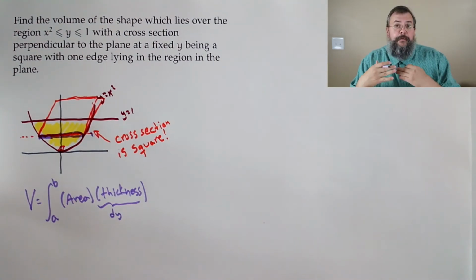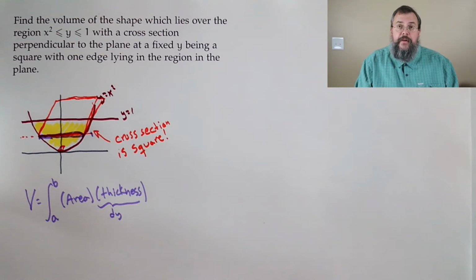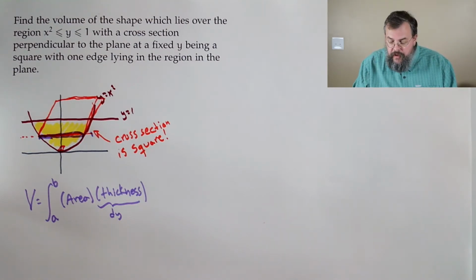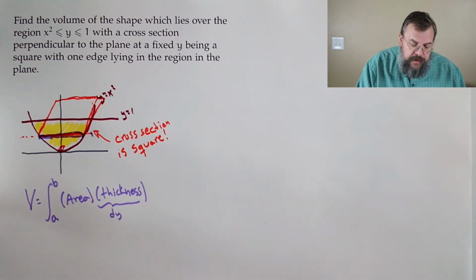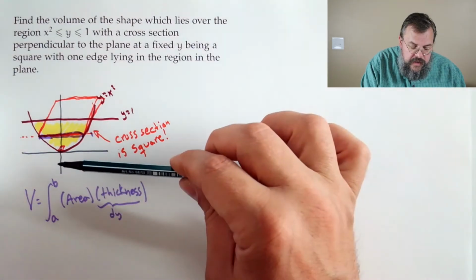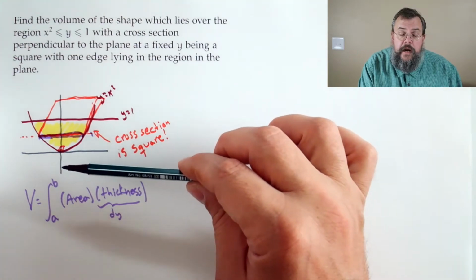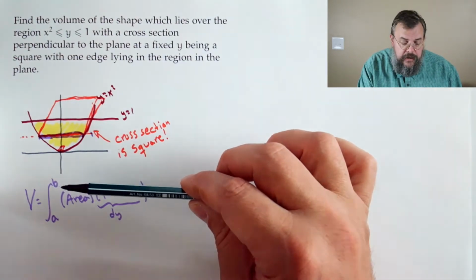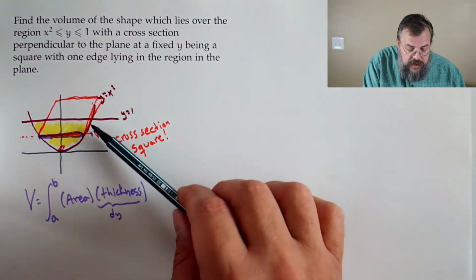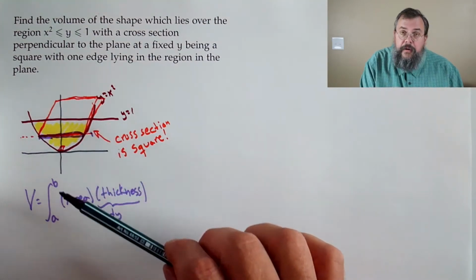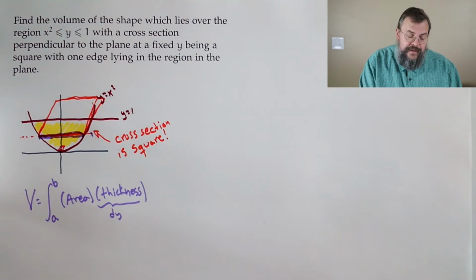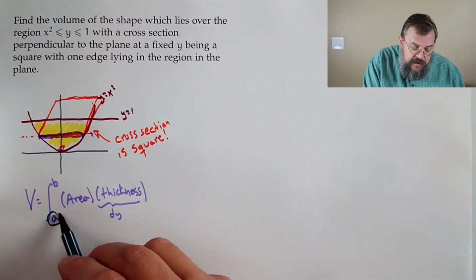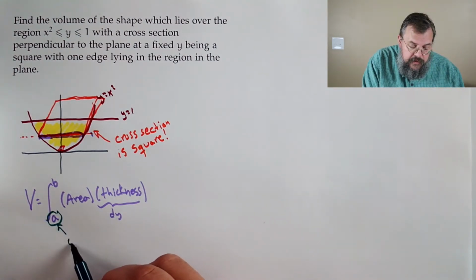Now that we understand how we're slicing, we can also talk about start and stop. So how do we do that? Well, let's think about what's happening here. When we're slicing, what's the lowest value for y? The smallest y can get. Look at the picture. Here's our region. Where do we bottom out? Right down there, the origin. So we start at y equals 0.